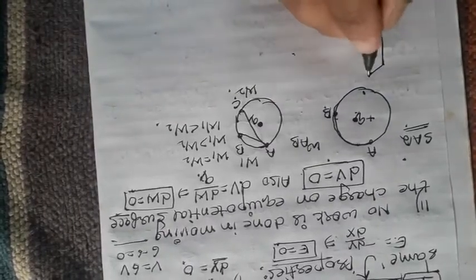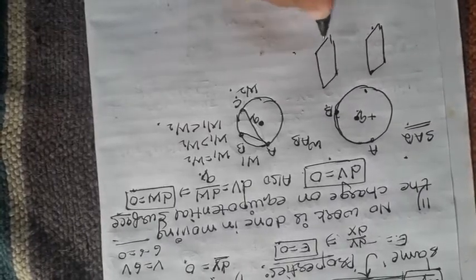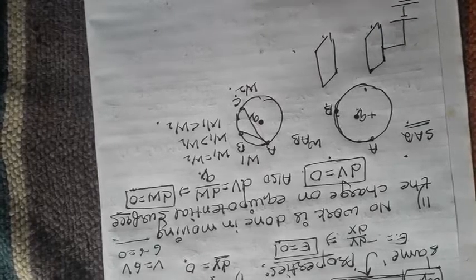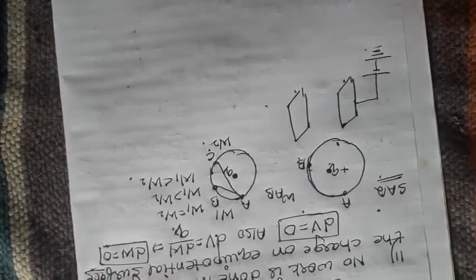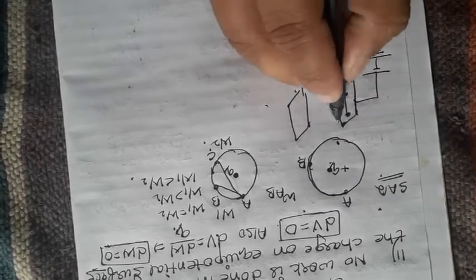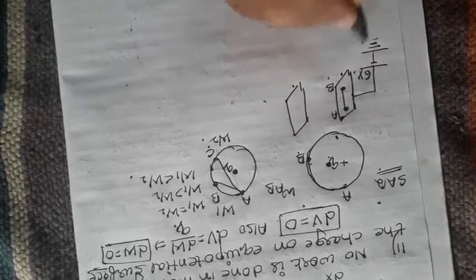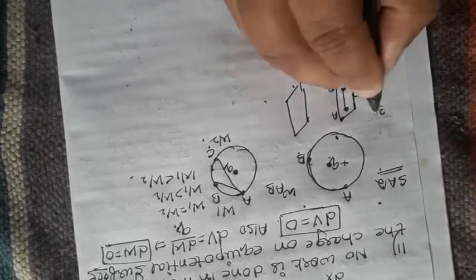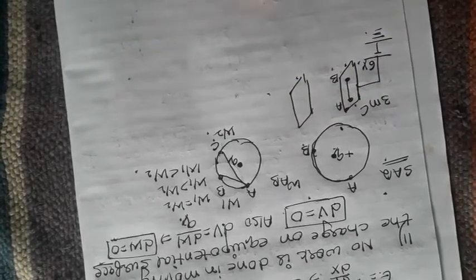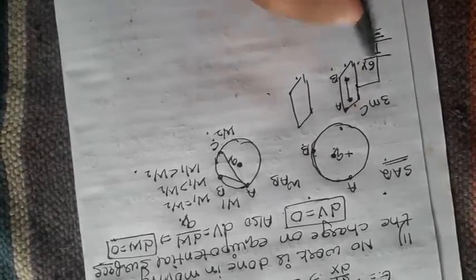Let us suppose this is a conducting plate. Two metal plates are placed near each other. This plate is connected to a battery and then earthing. Got it? A charge is moved from this point to this point, that is from A to B. The potential of this plate is 6 volt and the charge which you move is 3 millicoulomb. The question is: calculate the work done in moving from A to B.